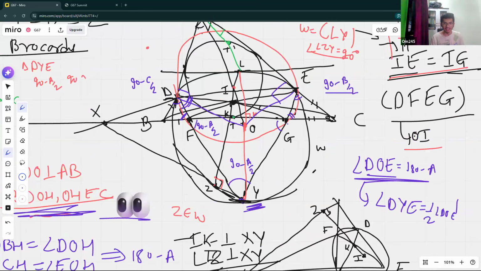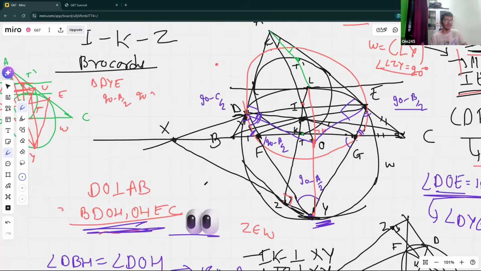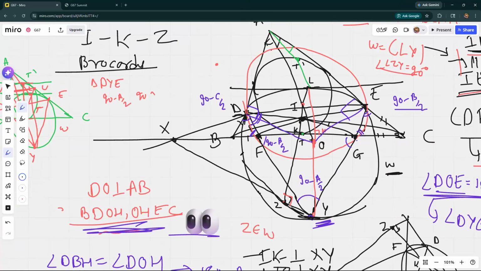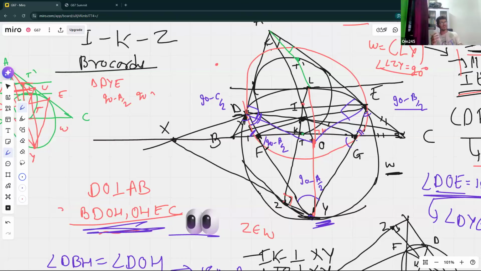Does everyone understand? Does anyone have doubts? Does this mean that Z lies on the circle? Yes, Z lies on omega. It does not look like that, but sometimes the figure just does not look like Z lies on it, and it might.